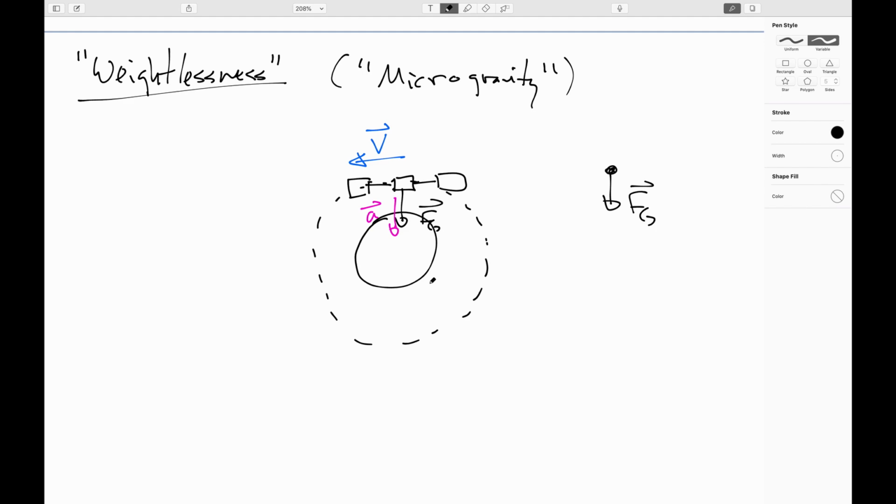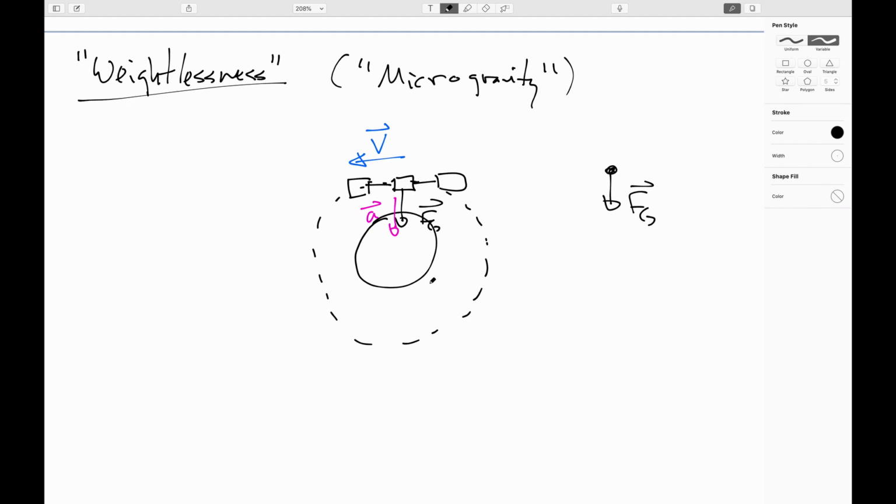So why do we call this a weightless situation then when you're in the International Space Station? Well, let's say you're an astronaut in the International Space Station. You are falling at the same rate as the space station. So this means that you don't feel any normal force on you. You don't need to have a floor pushing up on you or anything like that. You're just falling around at the same rate.